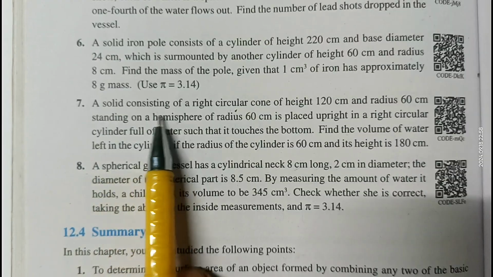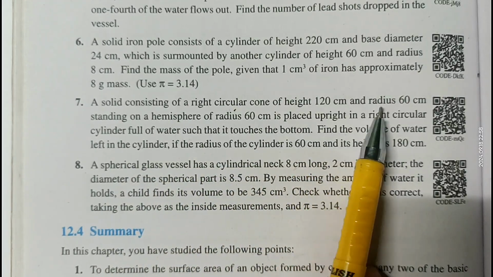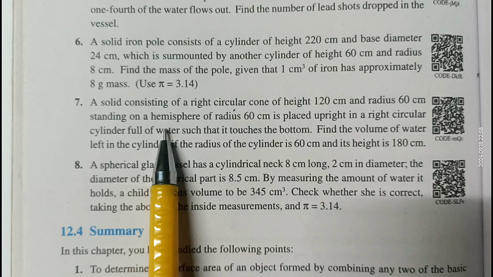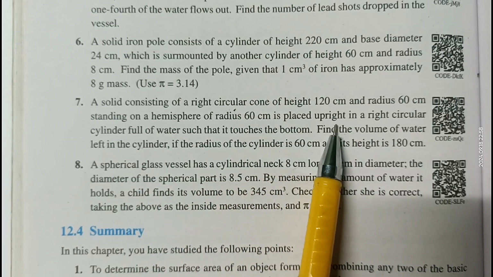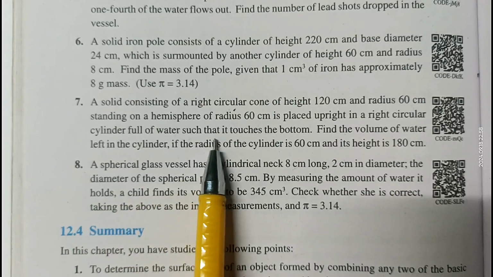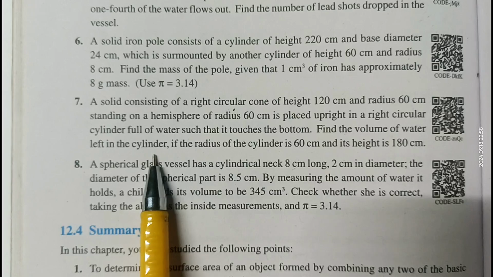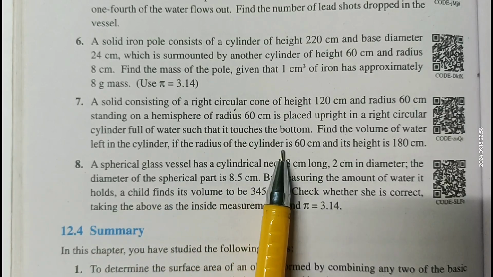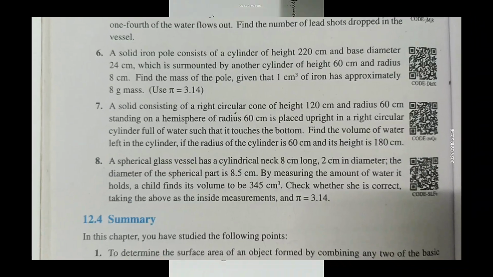A solid consisting of a right circular cone of height 120 cm and radius 60 cm standing on a hemisphere of radius 60 cm is placed upright in a right circular cylinder full of water such that it touches the bottom. Find the volume of water left in the cylinder if the radius of the cylinder is 60 cm and its height is 180 cm.